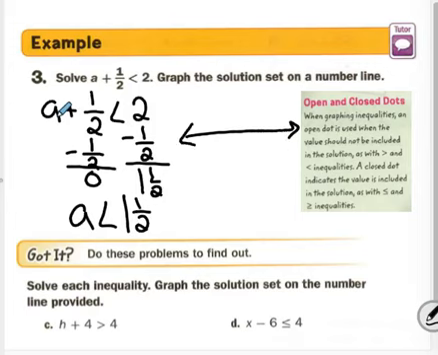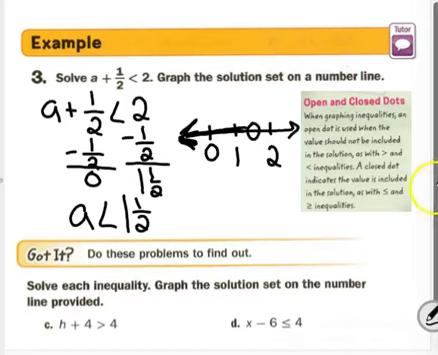So I'm going to start with 0, 1, 2. So here is 1.5. All right, open dot since it's just less than. Closed dots mean that the number is included, but 1.5 is not included. We want anything smaller than 1.5. So 1, 1.25, 0.5, any of that kind of stuff, that makes it true. So that's what our answer is going to look like there.